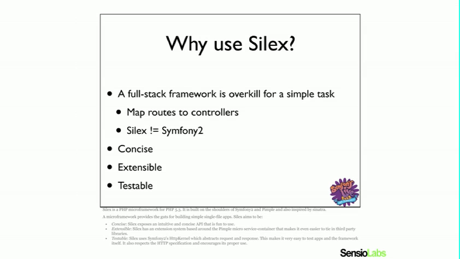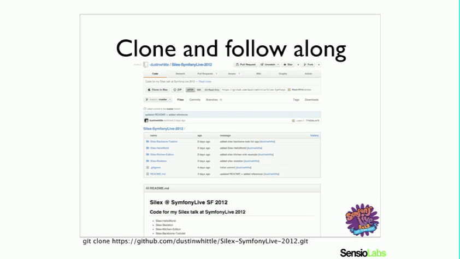So why use Silex? I think for a lot of applications, a full-stack framework is overkill. Really, for simple apps, you just need to be able to map a route to a controller class, or a controller function in this case. So I think Silex is great for simple apps. It's really concise, extensible, and testable, and we'll dive into each of those. So again, if you want to follow all the examples, I have a backbone to-do list, a hello world example, and like a kitchen sink example. Feel free to clone the repository at github.com/dustinwhittle/silex-symfonylive2012.